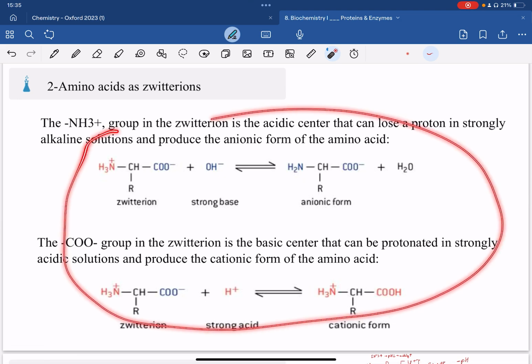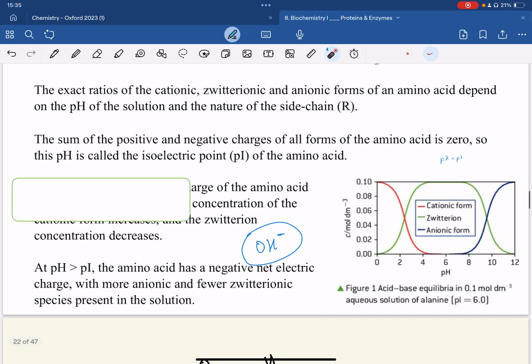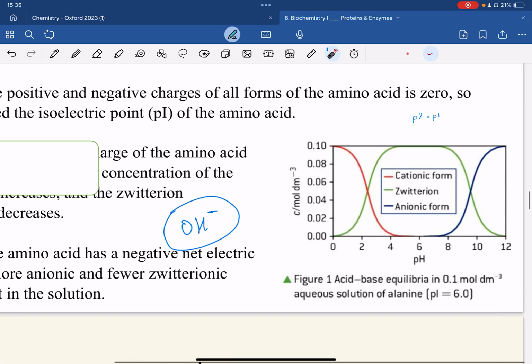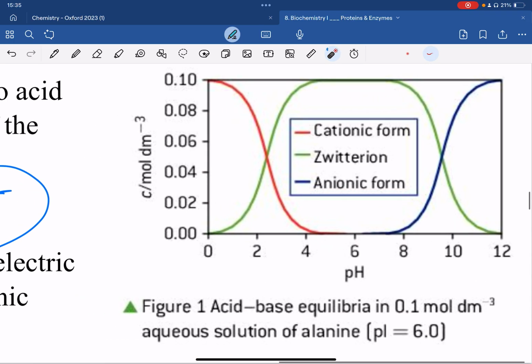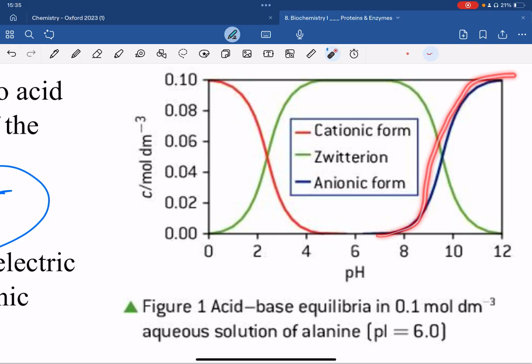This is the explanation of that. Also, how is this graph? You see, the cationic form gets lower once we increase the pH, and after a pH of 7, it becomes the anionic form.